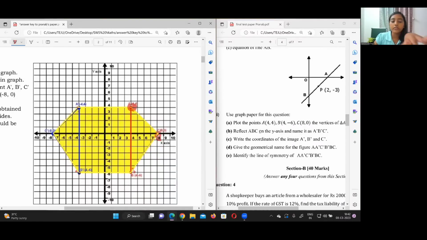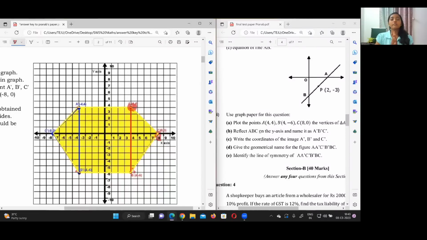Give the geometrical name for the figure A dash, C dash, B dash, B, C. When we draw a line connecting all of them, we realize that the figure thus formed has 1, 2, 3, 4, 5, 6 sides. It's a polygon with 6 sides, so it is called a hexagon, right? That's the geometrical name. Identify the line of symmetry. So the line of symmetry is also found. So with this, we come to the end of section A.